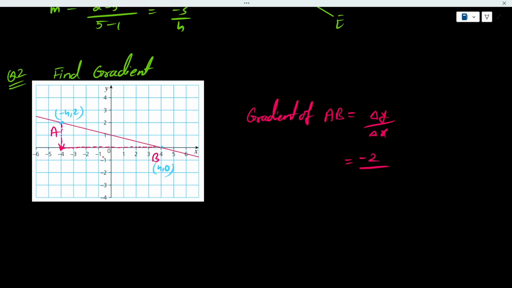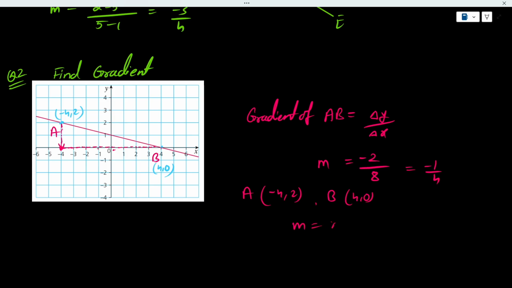So how many units movement? If you will see, total 8: 1, 2, 3, 4, and till positive 4 it is going to be 8. So you get minus 1 by 4 as the gradient. Now if I take the coordinates, point A is minus 4 comma 2 and the coordinates of point B is 4 comma 0.